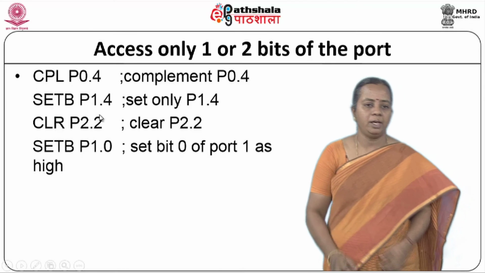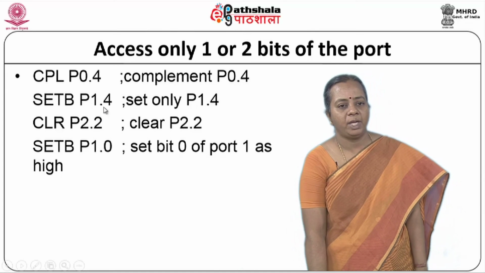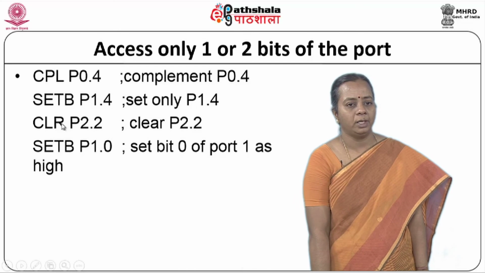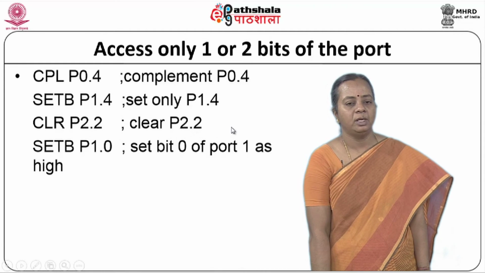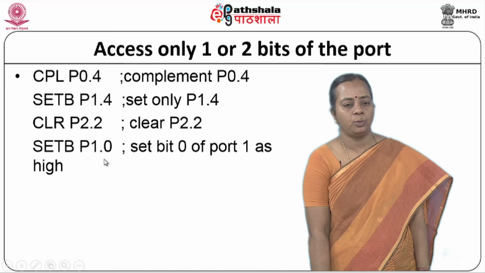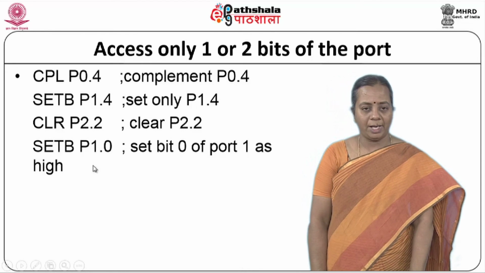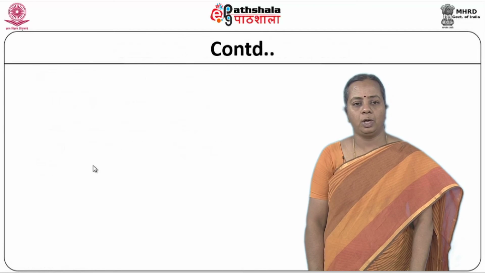When I look at SETB P1.4, it says that the P1.4 pin is getting set, that is equal to 1. CLR P2.2 clears that particular pin. Whatever content is there, 0 has been sent to P2.2. SETB P1.0 says the P1.0 bit is set as 1, that means high. So, this is what happens when you operate pin-wise through your opcodes.